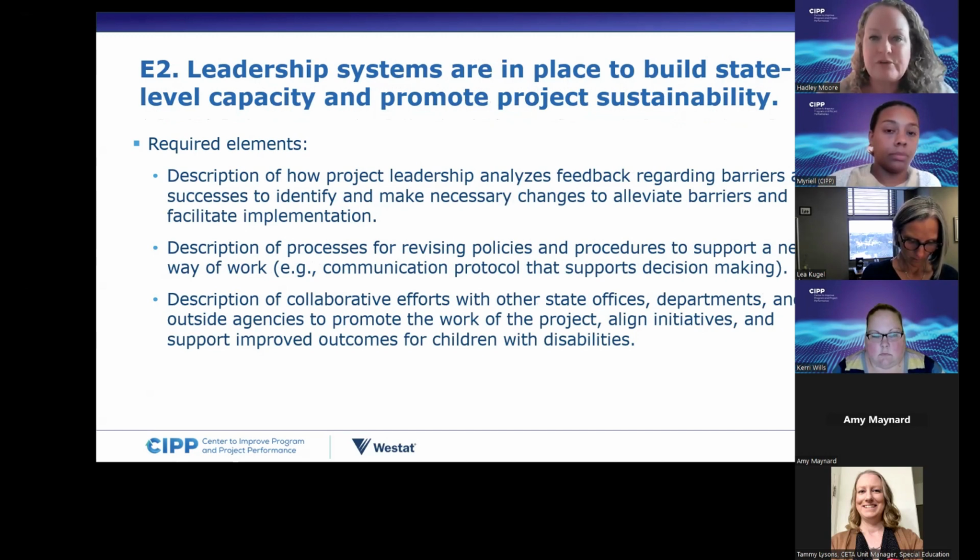And what we're looking for there is policies and procedures that go beyond the project. And so those are policies and procedures that might, for example, be at the district level or at the state level. And so that's really what that specific element is getting at. And that was my last area of challenge. And so with that, I'm going to turn it over to Carrie Wills.